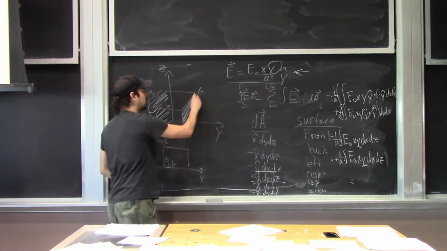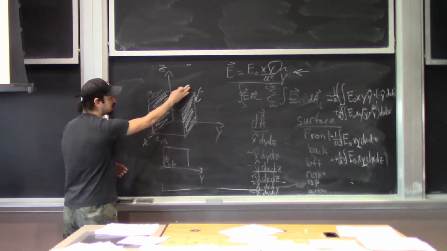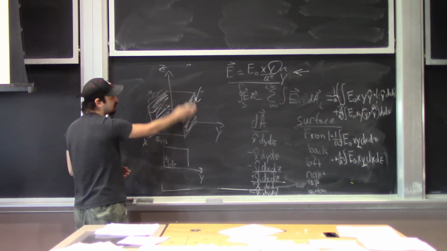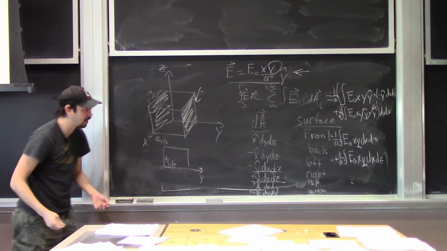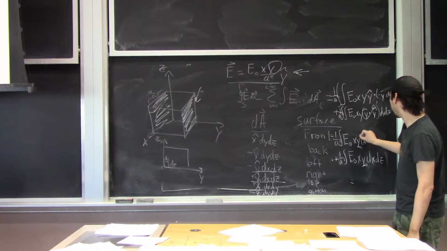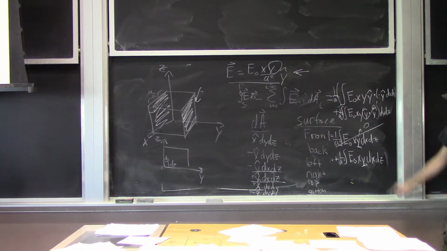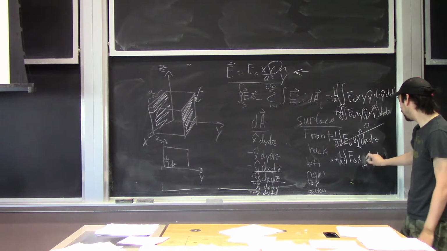How about this one? It's going to be a, right? Because for every position on the surface, the value of y is a. So when we're looking at this integral, what that means is we need to evaluate this one for y is equal to 0, which actually makes this whole integral 0, and this one for y is equal to a.